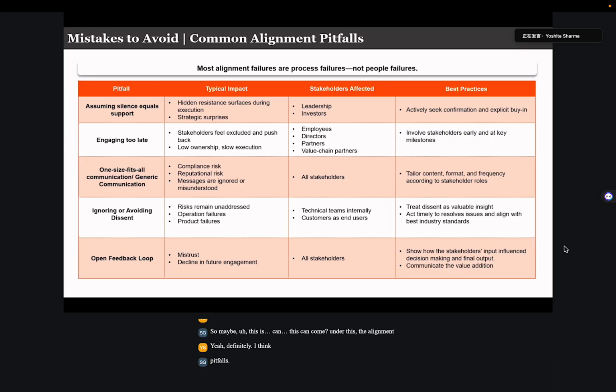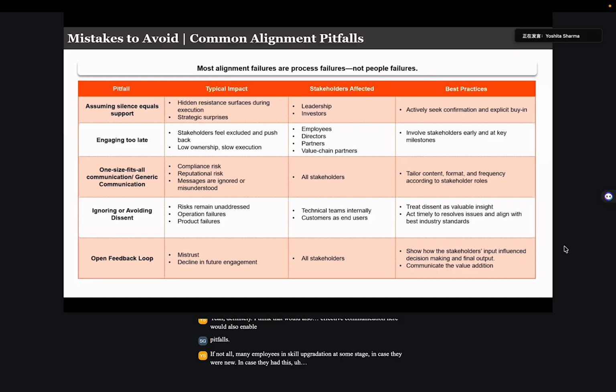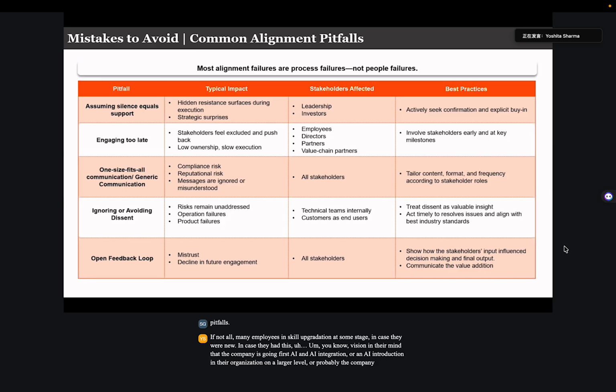Yeah, definitely. I think effective communication here would also enable many employees in skill upgradation at some stage, in case they had this vision in their mind that the company is going for, say, an AI integration or an AI introduction in their organization on a larger level, or probably the company itself had conducted certain town halls or one-on-one sessions with the employees for those upgradations. It would have definitely benefited. And also effective communication here is lacking, definitely.